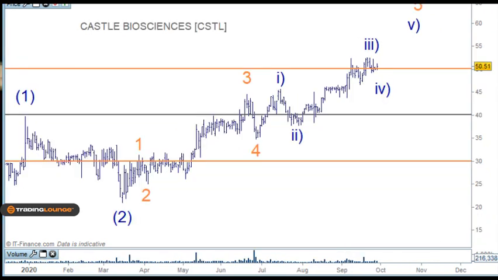Okay, we've got one more stock to look at. Castle Biosciences. It's not a very good trading sort of stock, as you can see here. It's got a lot of spikes in it. A bit news driven, I imagine, and so it's more of a portfolio stock, this one here.